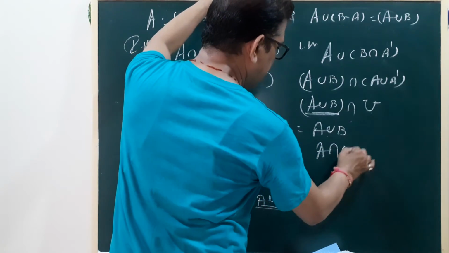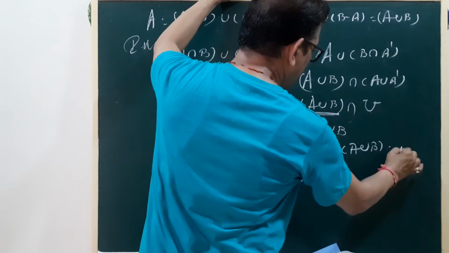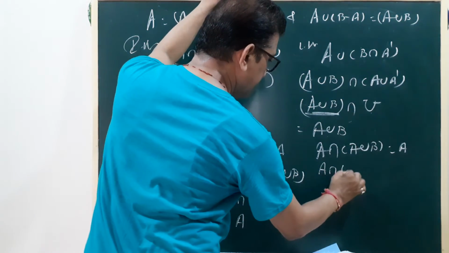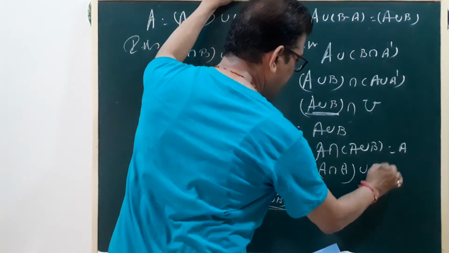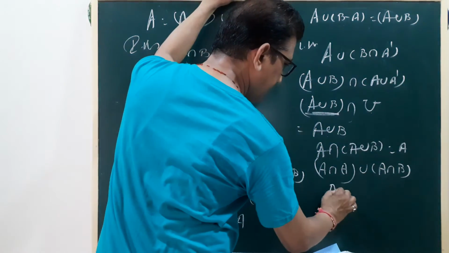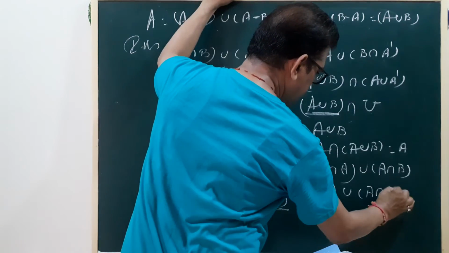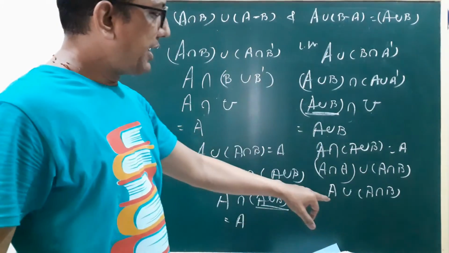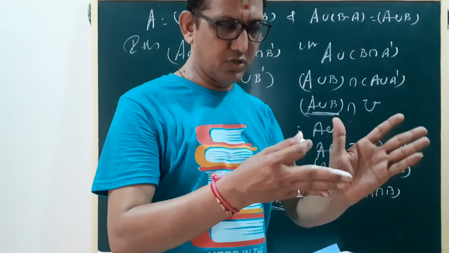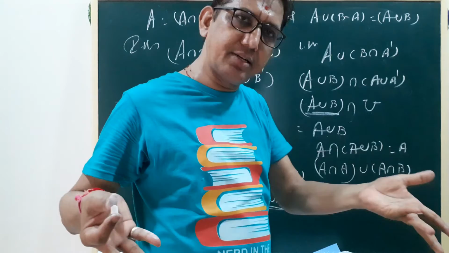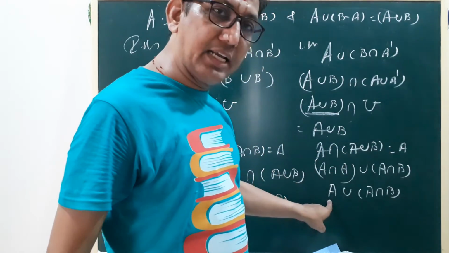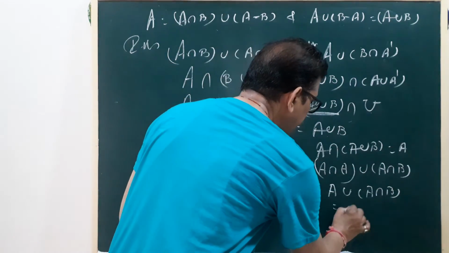Again next. A intersection A union B. Again the answer is A. Apply the distributive law. A intersection A union A intersection B. Now A intersection B, what is the meaning of intersection? Common elements of both sets. So A intersection B is the common elements of A and B. And again we write A union A, so the answer is set A itself.